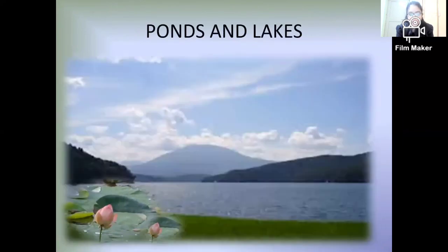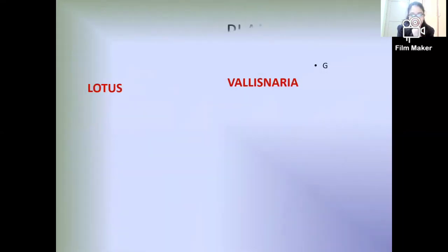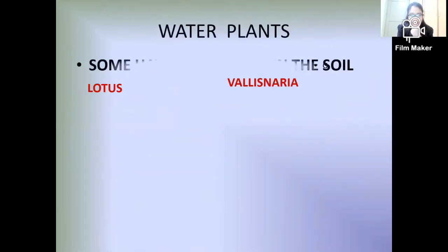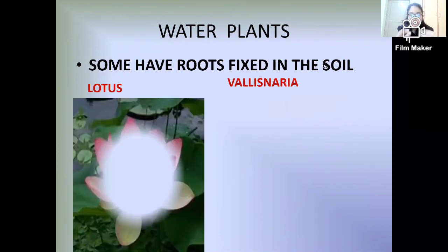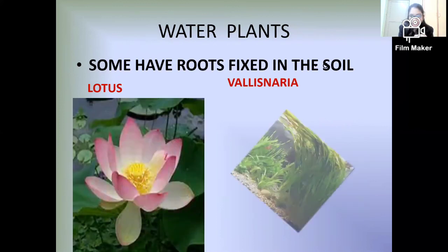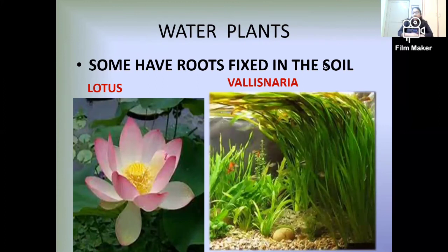Now let's learn about ponds and lakes, our second aquatic habitat. Now I'm going to show you some of the water plants or aquatic plants which live in lakes and ponds. Some have roots fixed in the soil, such as lotus and vallisneria. Like the lotus, you can see it above, but its root is so long that it fixes it to the waterbed, and the plant floats upwards. So you can see this.